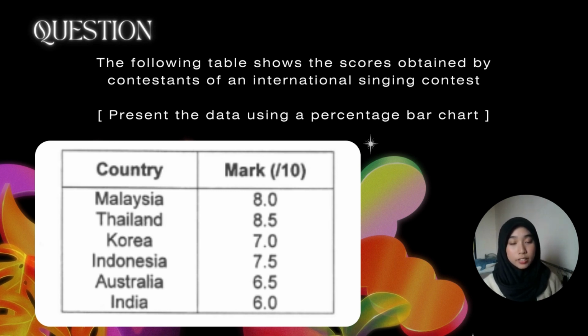Contestants of an international singing contest. Present the data using a percentage bar chart. So in the table, we have 6 countries with their marks, where Malaysia gets 8.0 over 10, Thailand 8.5 over 10, Korea 7 over 10, Indonesia 7.5 over 10, Australia 6.5 over 10, and India with 6 over 10. So in the next slide, I will show you the solution, how we did the percentage bar chart.